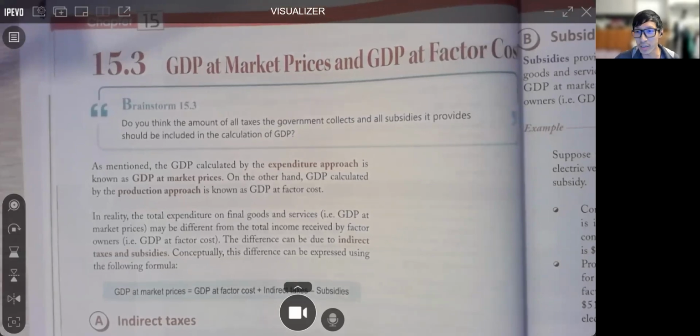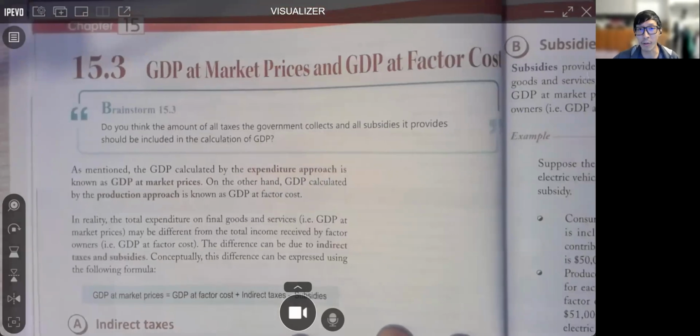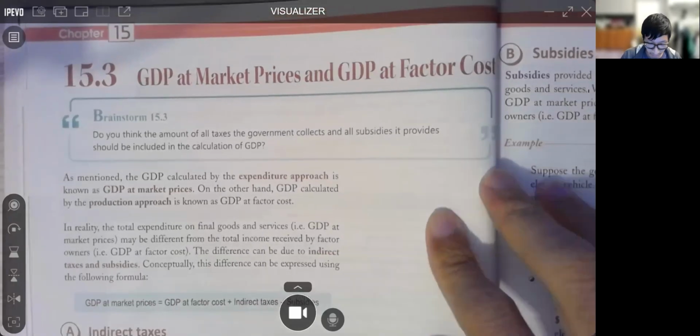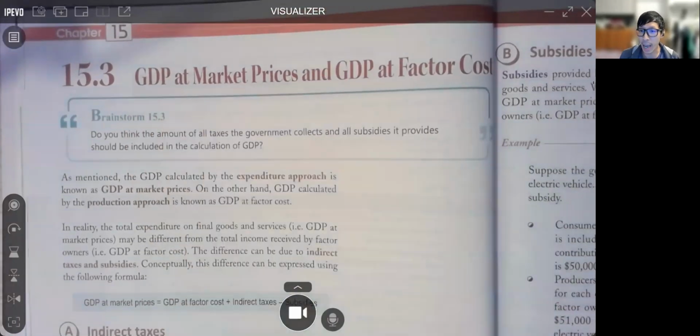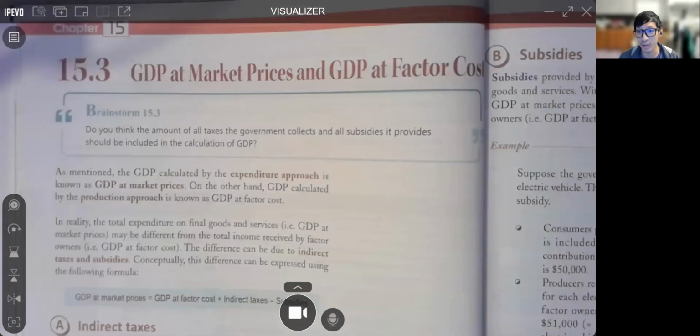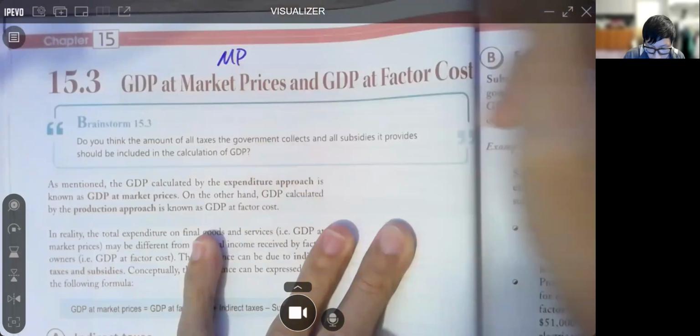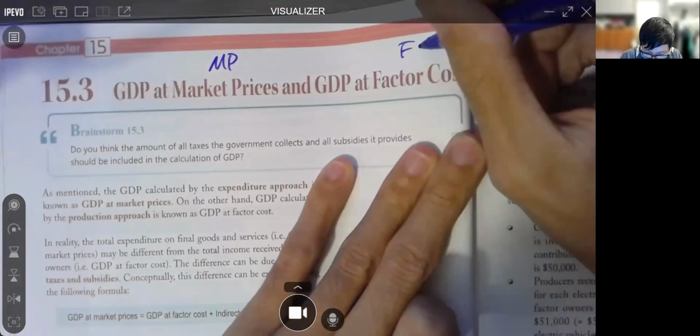Simple but significant topic that we need to deal with before we can actually go to the calculation of GDP, right? That would be on page 18 of your textbook, right? Here, let's talk about GDP at market price versus GDP at factor cost, right? For simplicity, let's call this MP and let's call this FC, right?